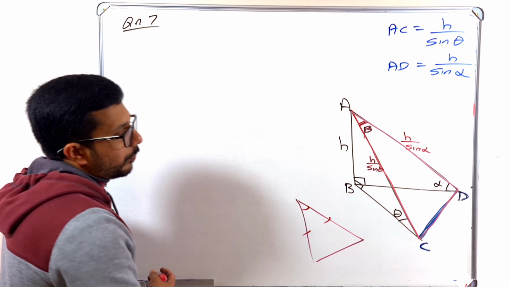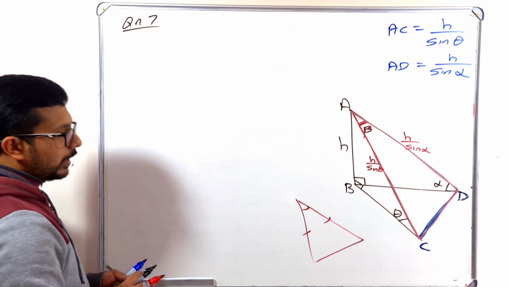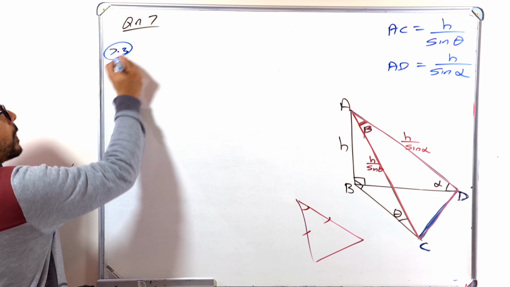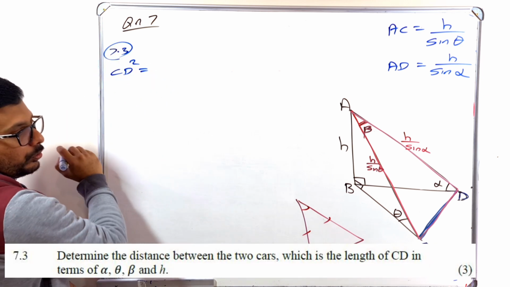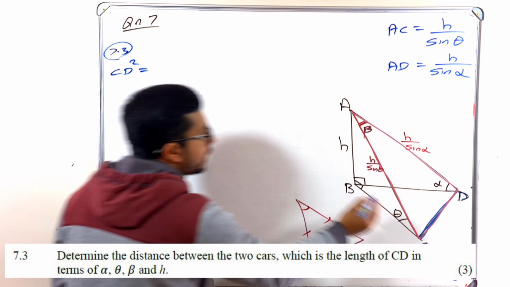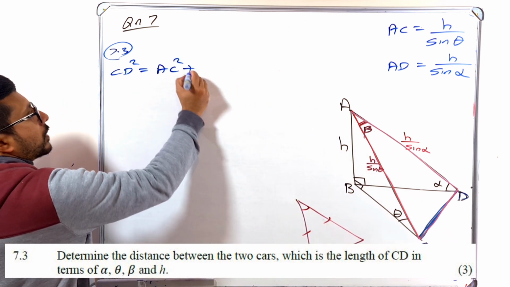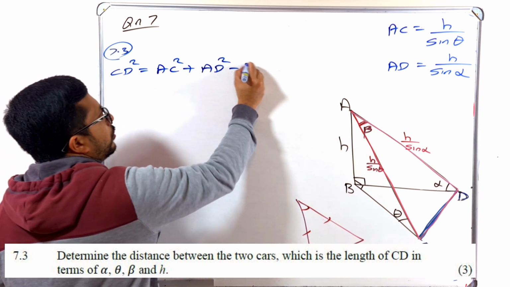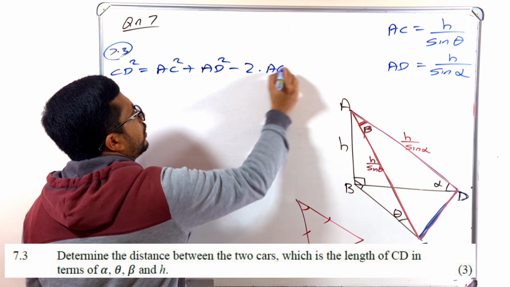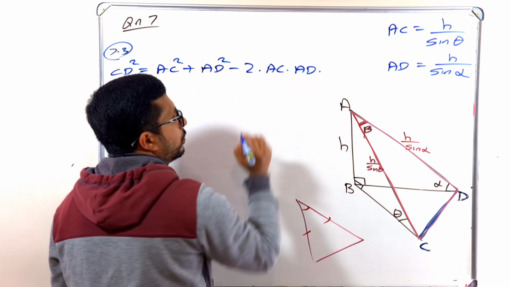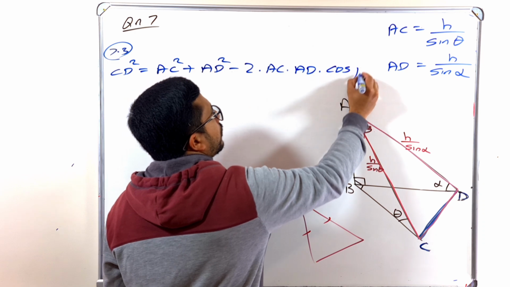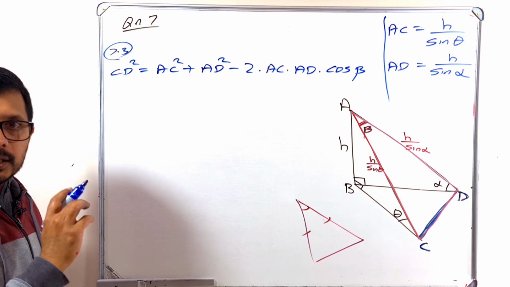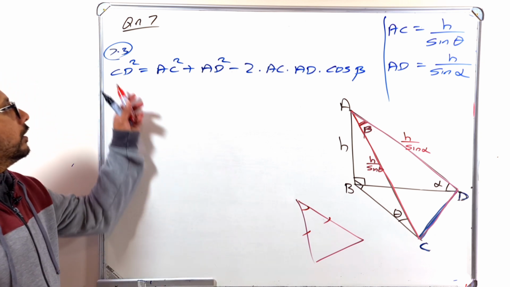How can you apply the cosine rule? Look at how I am going to write. We have to find the length of CD. So 7.3: CD square is equal to, applying the cosine rule, AC square plus AD square minus 2 into AC into AD into cos beta. That's the cosine rule. You have to study that from the lesson. So I applied the cosine rule to find the length of CD.